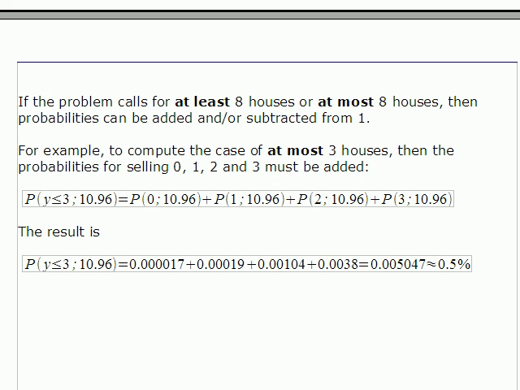Finding at least or at most cases is done in the same way that it was done for the binomial distribution. You can either add up all the cases or you can add and subtract from 1. Let's say you want to sell at most 3 houses. That's what you want to find the probability of. Then you have to compute the probability for selling 0, 1, 2, and 3. That's at most 3 houses. You have to add up all those probabilities, and each one is its own Poisson probability. In this case, you got about a 0.5% chance of selling at most 3 houses.